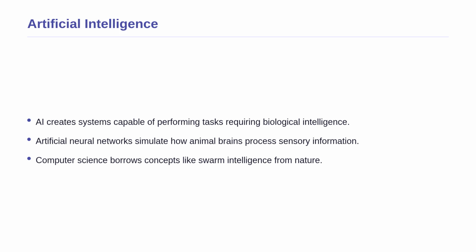Having defined biological intelligence, let us turn to the other side of the spectrum. Artificial intelligence, or AI, is a branch of computer science dedicated to creating systems capable of performing tasks that typically require this kind of biological intelligence. In our modern scientific era, these two fields are deeply intertwined. We use AI models, like artificial neural networks, to simulate and understand how animal brains process complex sensory information. Conversely, we borrow concepts directly from animal behavior, such as the swarm intelligence of bees, to design smarter machines.